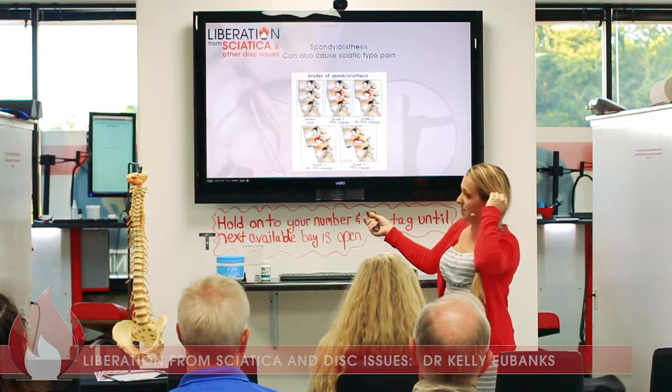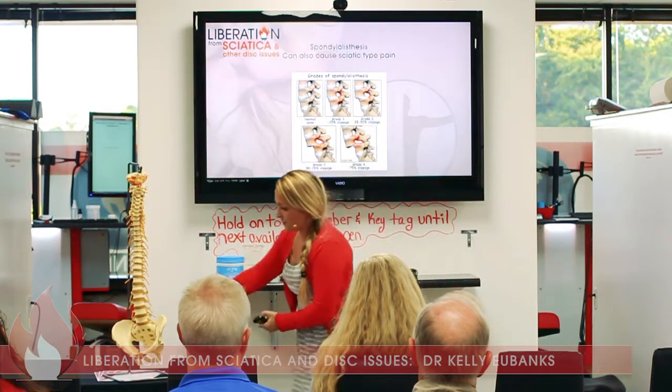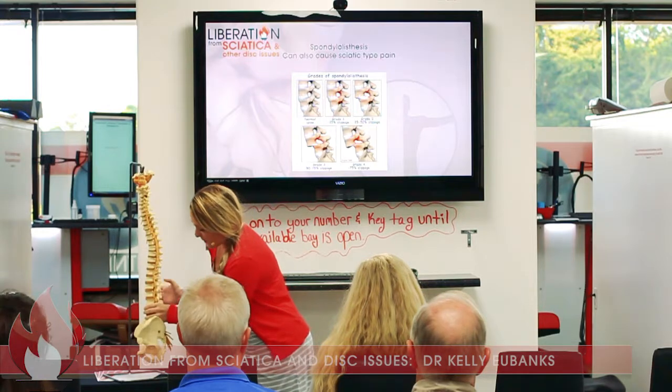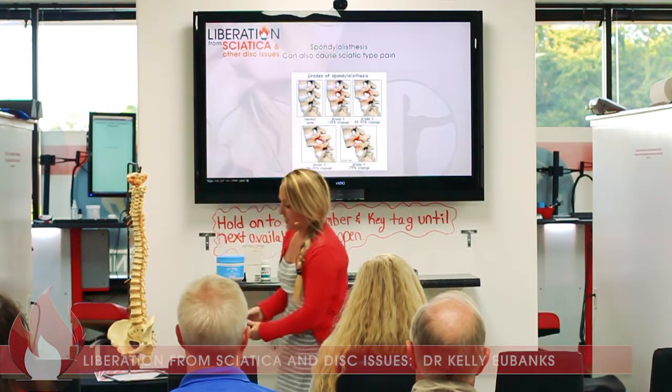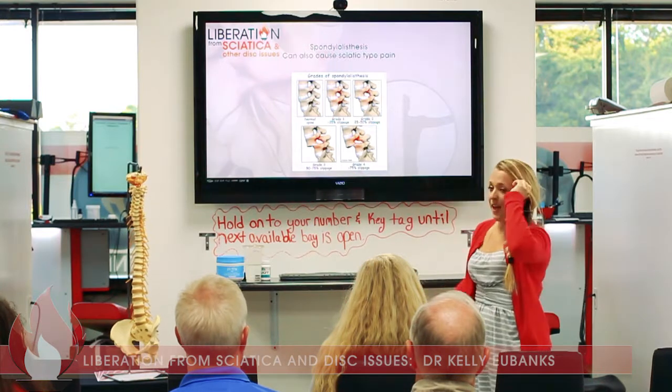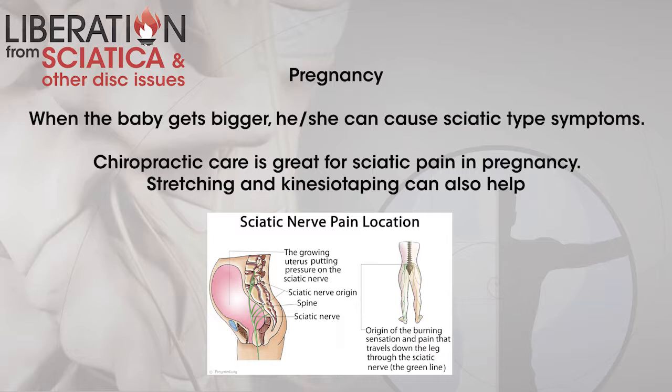And this is visualized on x-ray. So if you have a side view x-ray of your lumbar spine, you can tell if one is slipping forward or not. And that can be a cause of that sciatic type pain. It gets bigger and grows. It can press directly on the nerve.